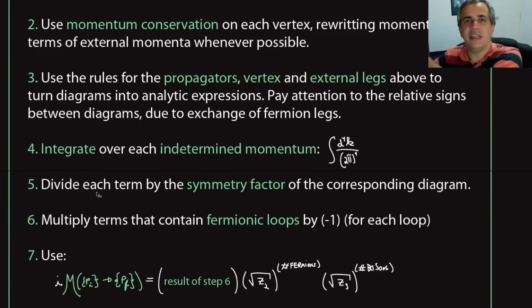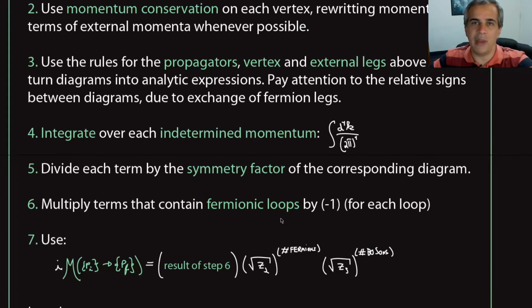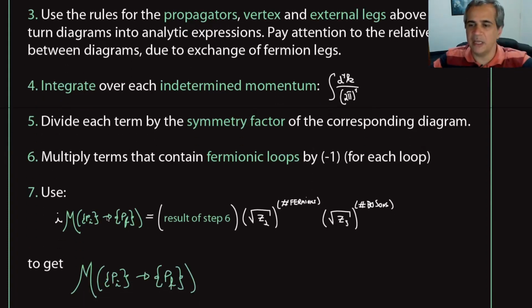Divide each of the analytical terms. Up to now, each of your terms in this big analytical expression is equivalent to a Feynman diagram. So divide them by the symmetry factors of the corresponding diagram, and multiply diagrams that contain fermion loops by -1 for each fermion loop. Then you get a big analytic expression, and you can use it to get the matrix element, which is essentially just take step 6 and divide by i, unless you have loops.